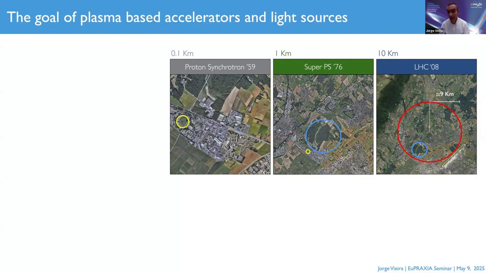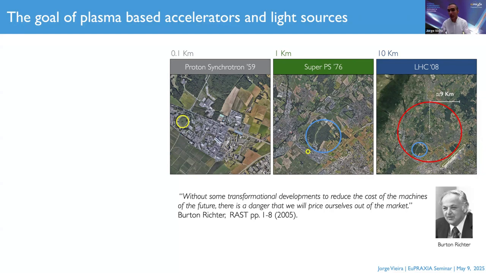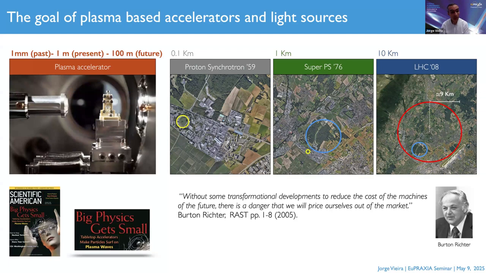So while these accelerators are extremely successful, it's somewhat clear that there is a limit to the size that these accelerators can take. And this has been acknowledged. For example, Burton Richter has written that without some transformational developments to reduce the cost of the machines of the future, there is a danger that we'll price ourselves out of the market. And it is exactly at this point where plasma accelerators can come into play, because they can be much smaller than conventional accelerators, and hopefully also much cheaper.